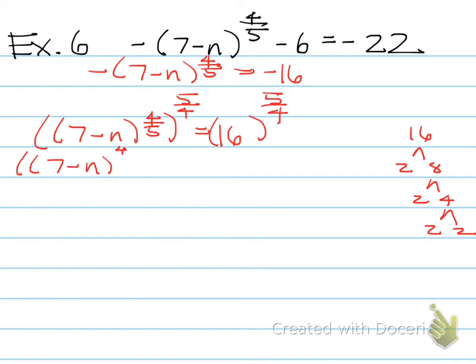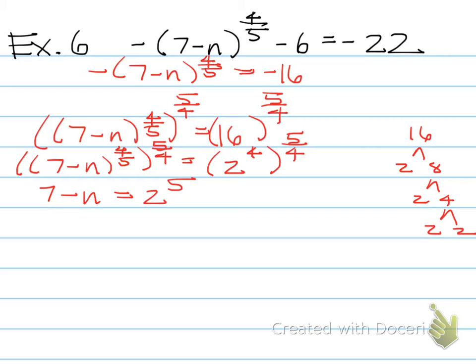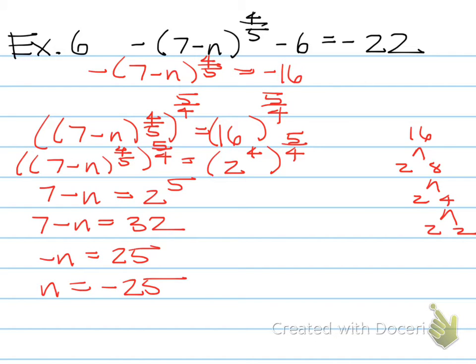Alright, so we're going to have 7 minus n, once those exponents cancel, and then 2 to the 4th power raised to the 5th power. The 4's will cancel, leaving us with 2 to the 5th power. So we have 7 minus n equals 2 to the 5th. 2 to the 5th is 32. Subtract 7. So n is going to be -25.